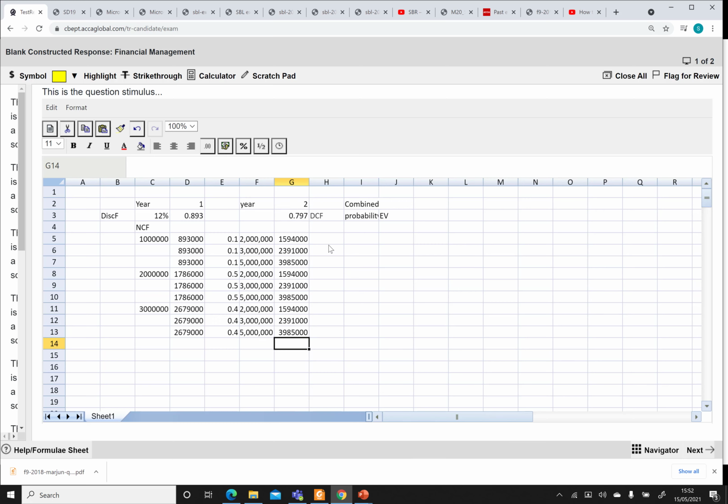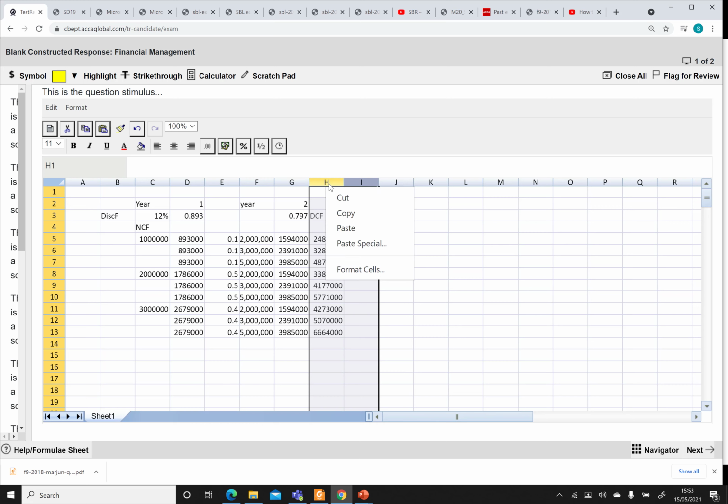Okay, so for a slow typer like me, that's been quite handy. What I'm going to do now is combine those discounted values, and I'm pretty sure I can drag this one down. So here they go. We've got the 2,487,000, dragging it all the way down. And we've got a combined probability, which is the probability of the first one times the probability of the second one. And here you may have spotted that I have omitted to have a probability column for my year 2.